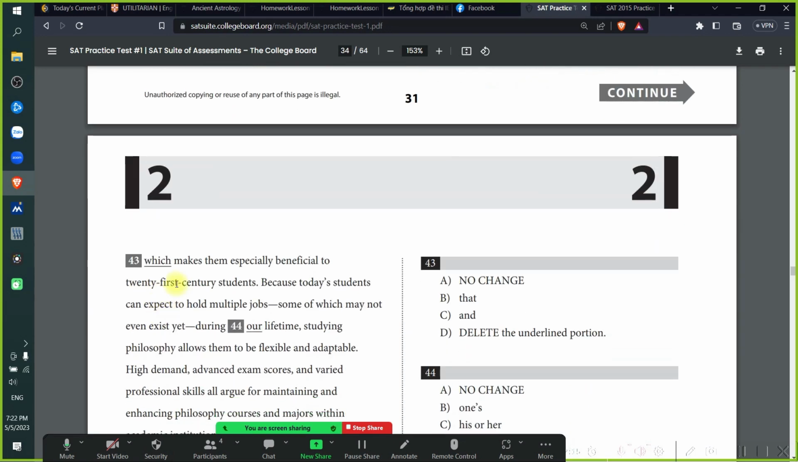So here you do not need "which" here, okay? So delete the underlined portion.